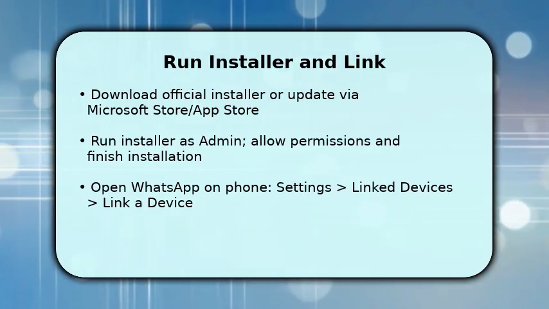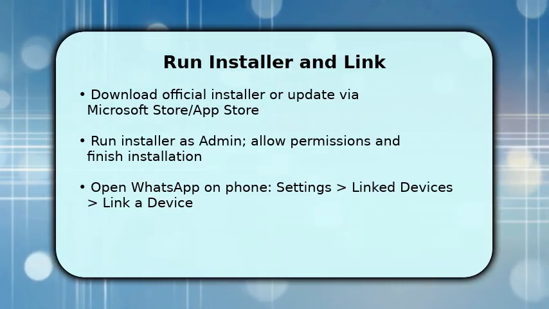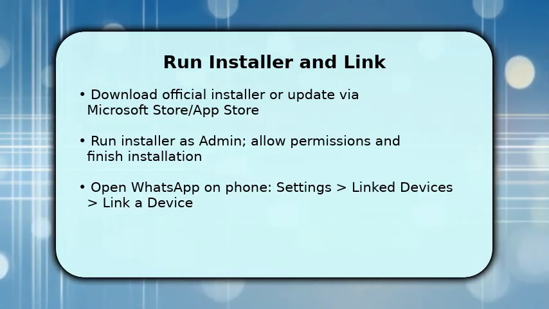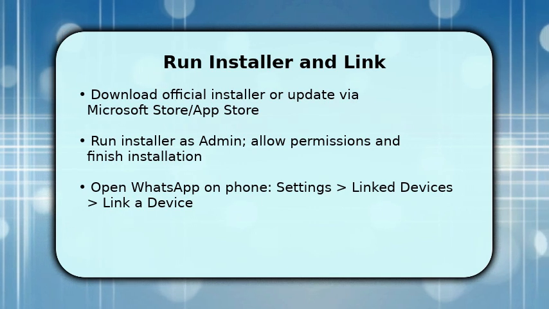Once the PC app is ready, open WhatsApp on your phone and go to Settings, then link devices to scan the QR code displayed on the PC. This step reestablishes end-to-end encrypted session keys, so your chats sync securely and quickly.